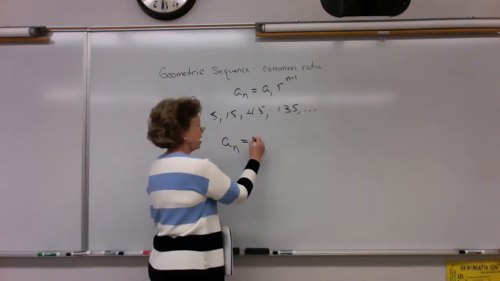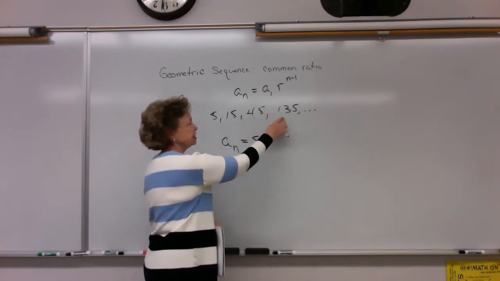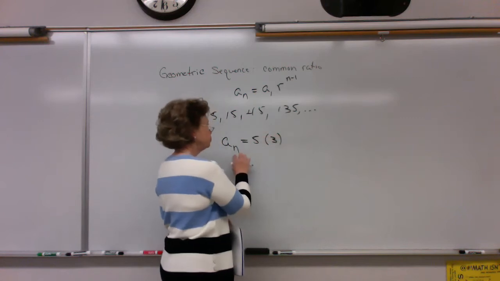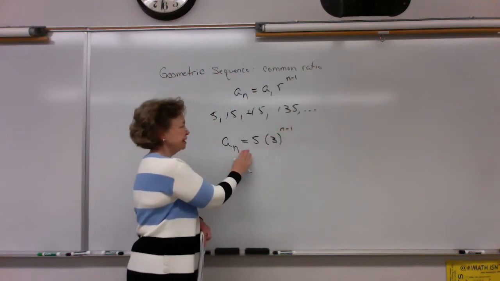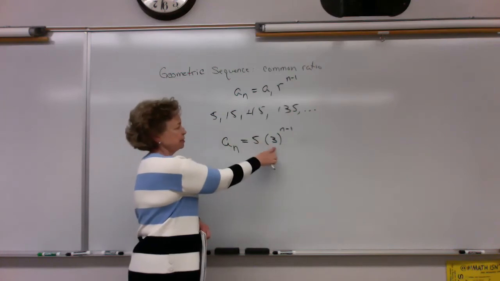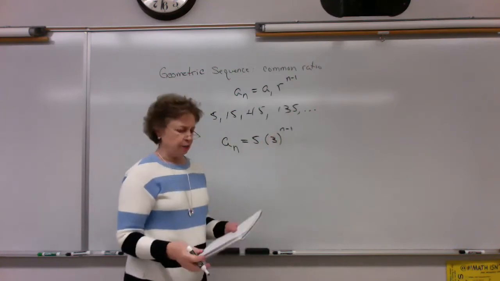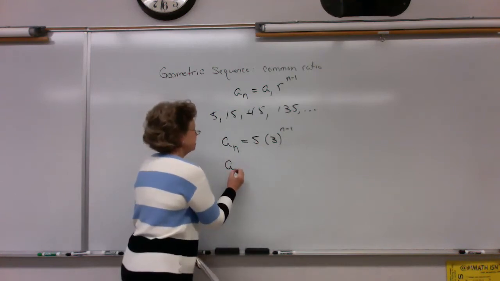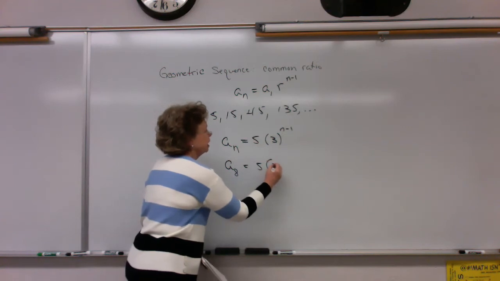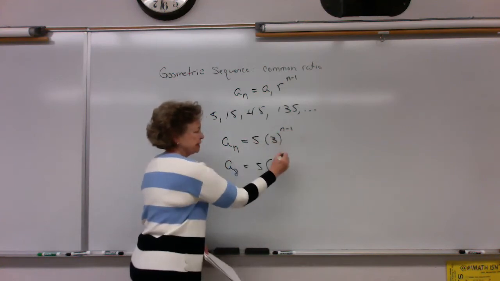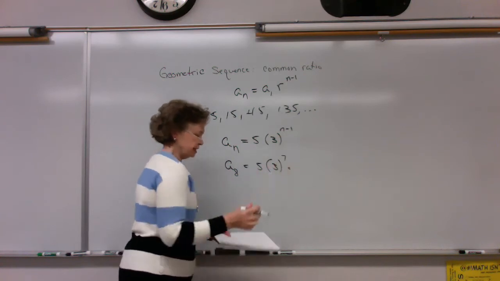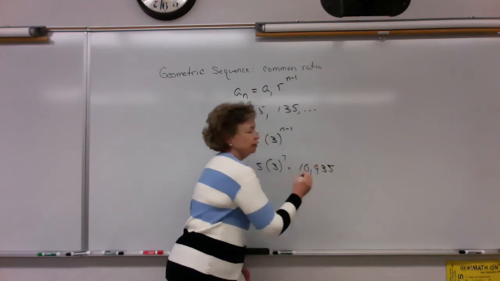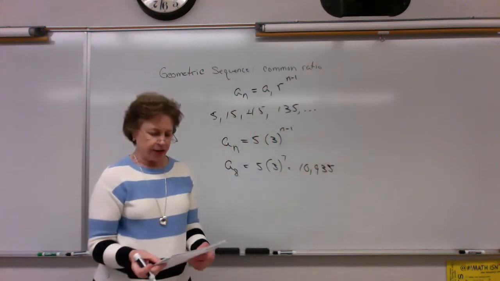So the first term is 5. And the common ratio we just found when we were doing our test, so the common ratio is 3, and the rule will be a sub n is the first term, which was 5, times the common ratio to the n minus 1. Then they asked us to find the 8th term, so a sub 8 is going to be 5 times 3 to the 8 minus 1, which is 7, and when I plug that into my calculator, I should get 10,935 for my 8th term.